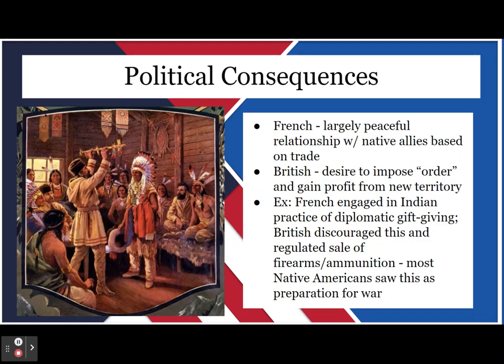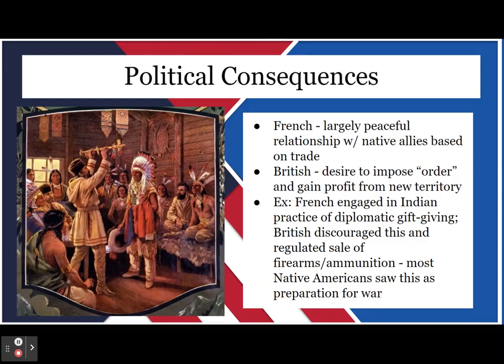The French had, as we know, a very largely peaceful relationship with native allies based on trade, but the British mostly desired to impose order and gain profit from their new territory. It was more about how much profit can we get from this. So, for example, the French had engaged in the Indian practice of gift giving, of the exchanging of gifts, and the British had no desire to do this. So they ended this kind of friendly diplomatic exchange.